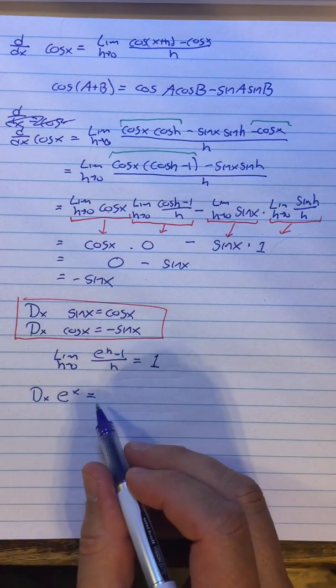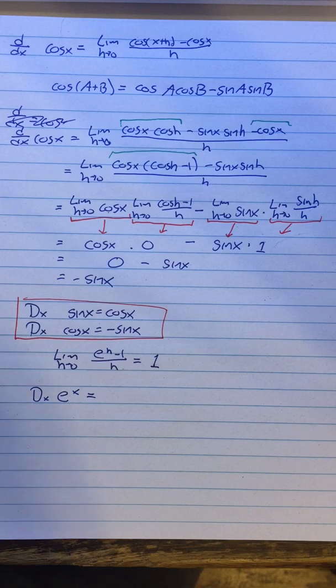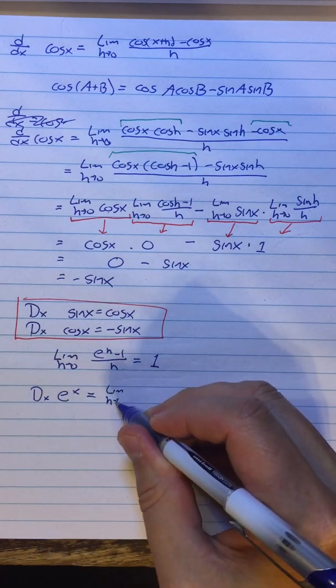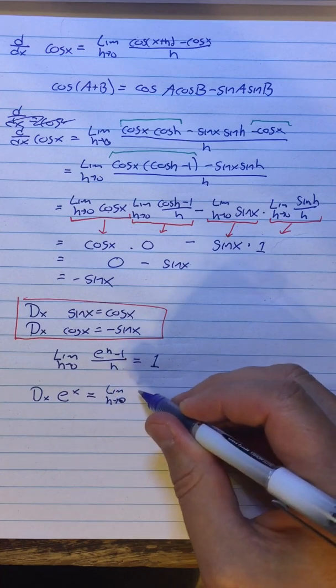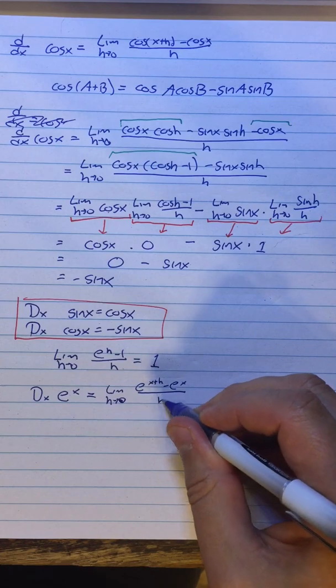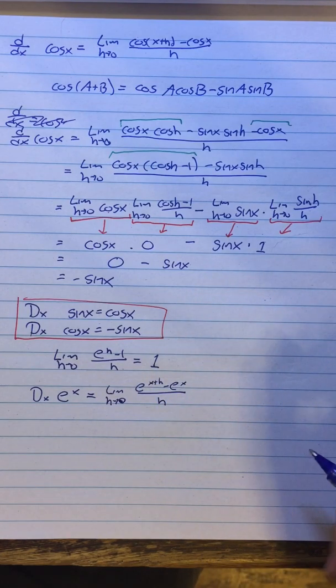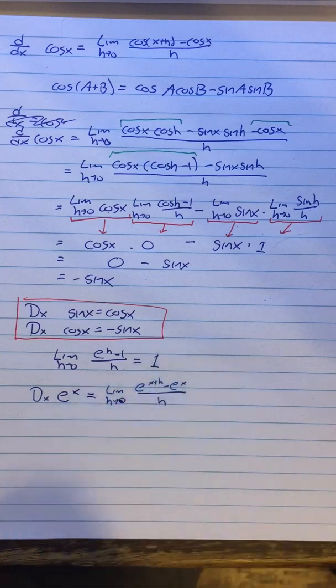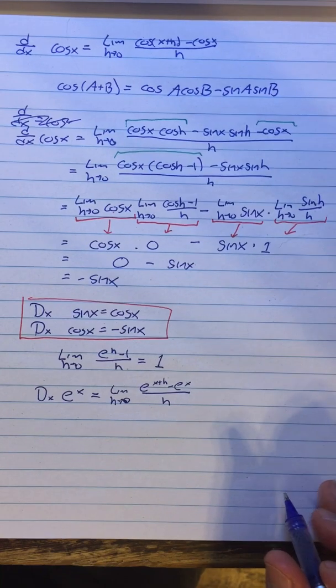Now, did you try this? What do you get on this? What's your first step? That derivative is going to be limit as h approaches 0 of e to the x plus h minus e to the x over h. How are you going to factor that? Well, let's start with, what are you going to do with e to the x plus h? How are you going to break that up?